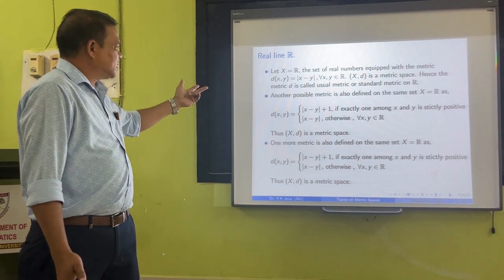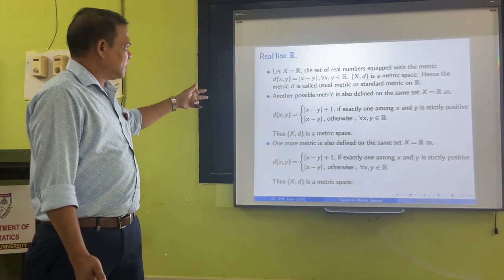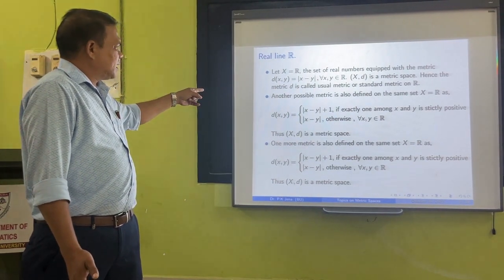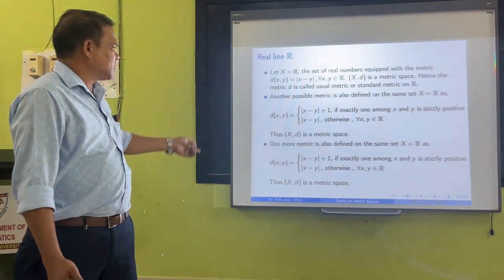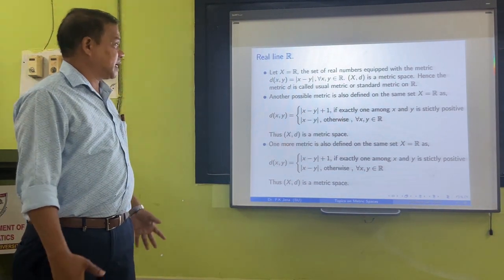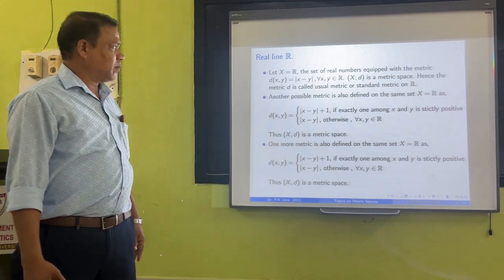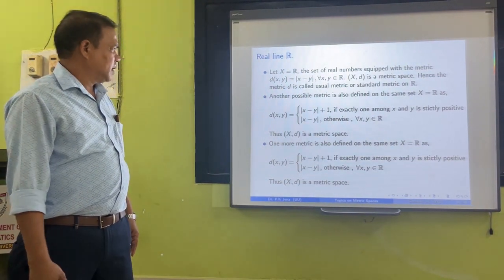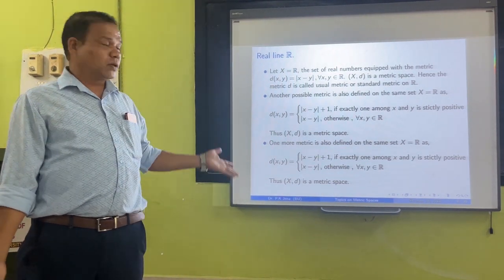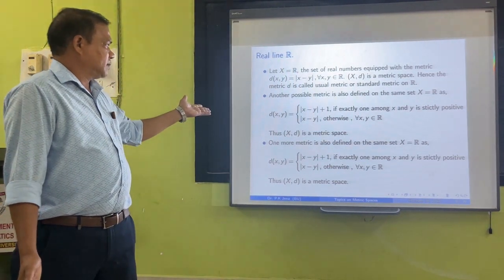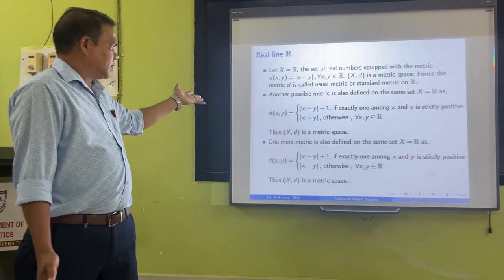You just see that we have defined another metric on the same set X equal to R. d(x, y) is |x minus y| plus 1 if exactly one among x and y is strictly positive, and |x minus y| otherwise. It is also a metric on R. You can easily check whether it is a metric or not.